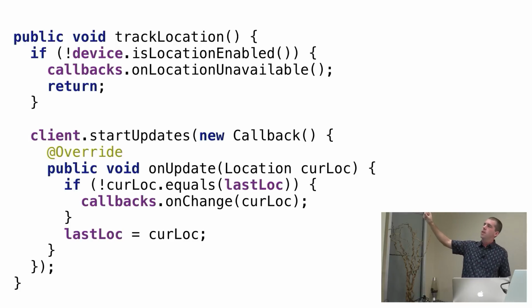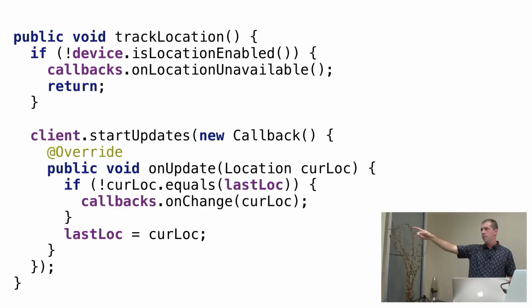The first part, we have this device object where we check if location is enabled. That should look familiar from one of our earlier examples. If location is not enabled, then we call onLocationUnavailable and get out of there. So I'll get into that first. But before that, quick overview of the second part. If location is available, we skip that callback.